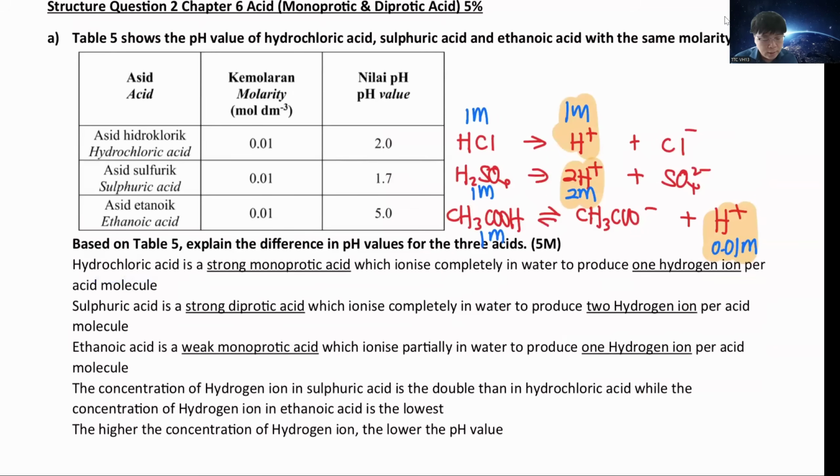Hydrochloric acid is a monoprotic acid which ionizes completely to produce 1 hydrogen ion per acid molecule. Sulfuric acid is a diprotic acid which ionizes completely in water to produce 2 hydrogen ions per acid molecule. Ethanoic acid is a weak monoprotic acid that ionizes partially. So the concentration of hydrogen ions from sulfuric acid is double that of hydrochloric acid, and that of ethanoic acid is the lowest. The higher the concentration of hydrogen ion, the lower the pH.